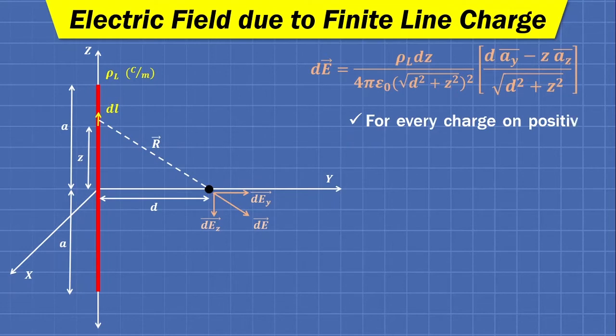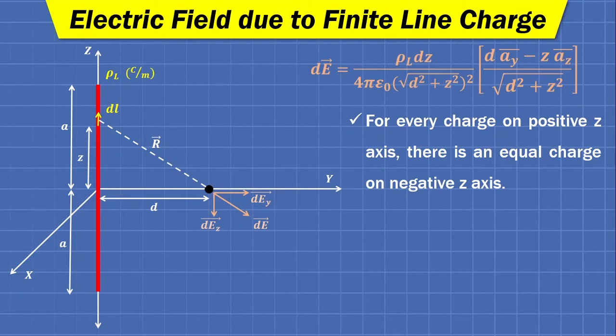Now for every charge on the positive z-axis, there is an equal charge on the negative z-axis as well. So we have a small charge dq on the length dl, which is separated by z units from the origin. We can also have another charge dq in the negative z direction. So due to this second charge, let us say the differential length is dl prime. Due to that dl prime, one intensity can also be determined at point P, and the direction of that intensity will be dE bar prime.